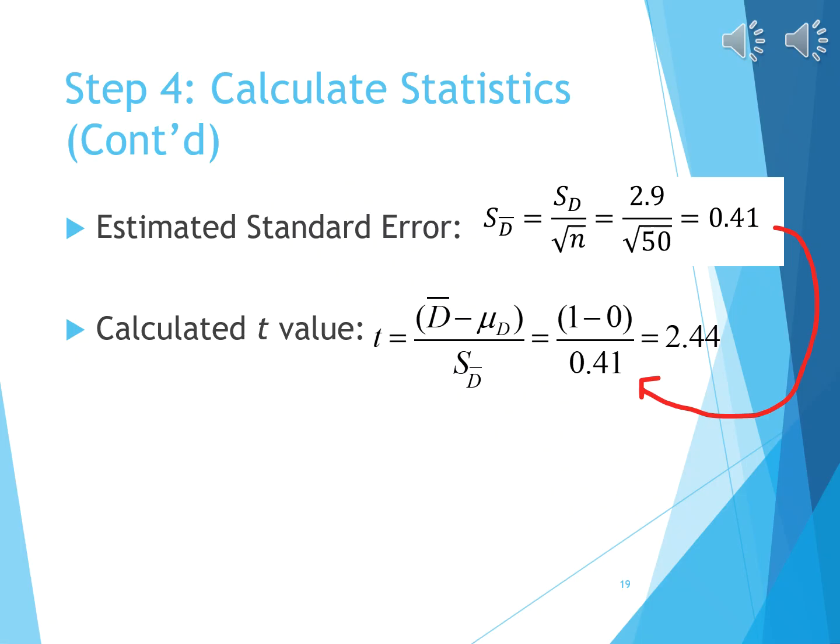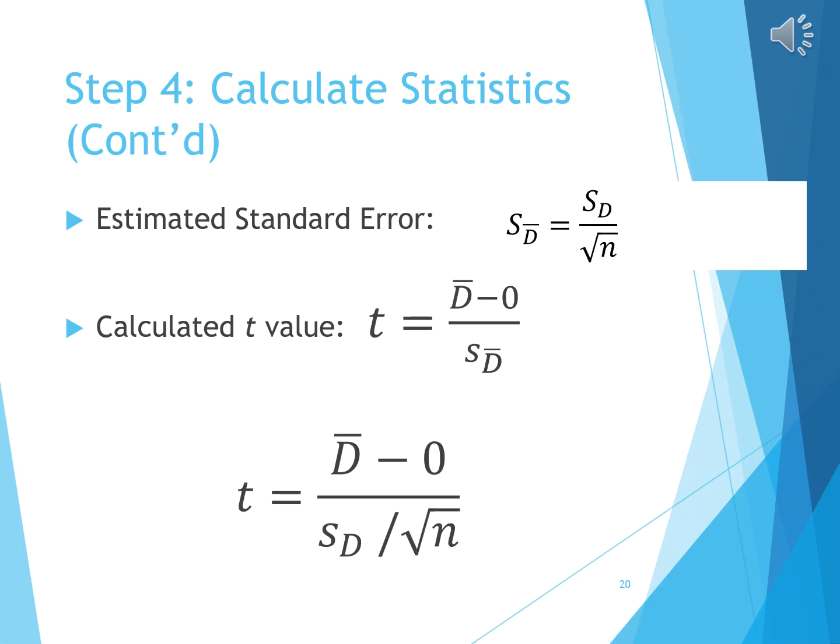And we take 1 minus 0 and divide that by what we just did with our estimated standard error. And so we get 1 divided by 0.41, which is 2.44. That's our t-value, or t-score, for our paired samples t-test.